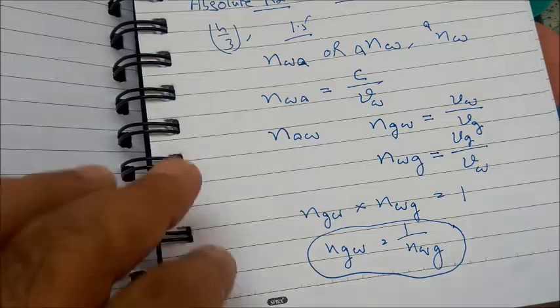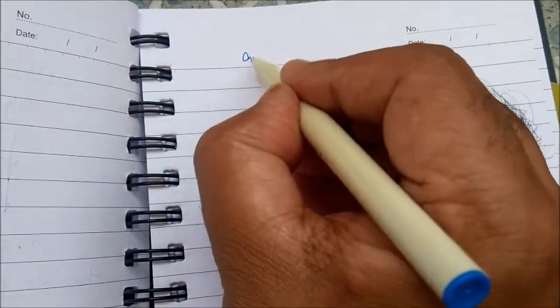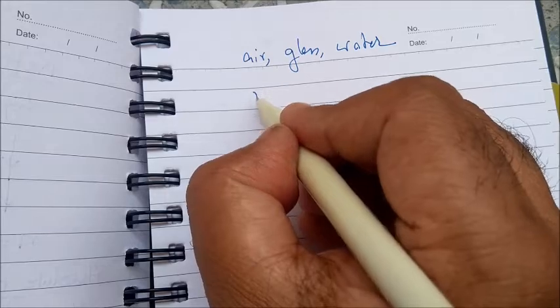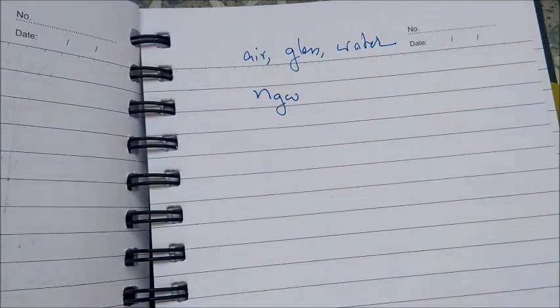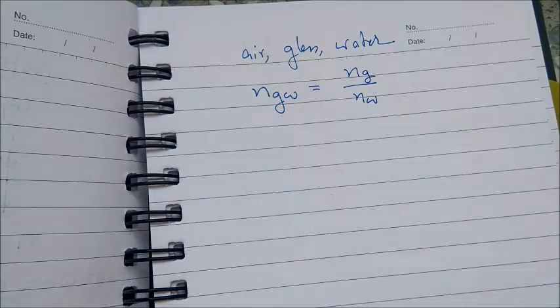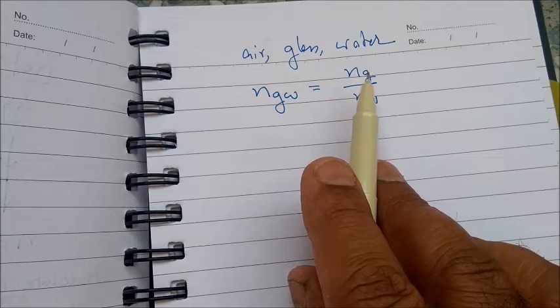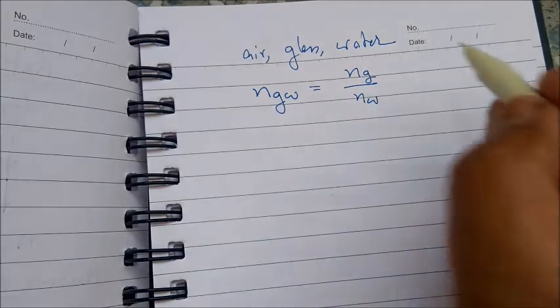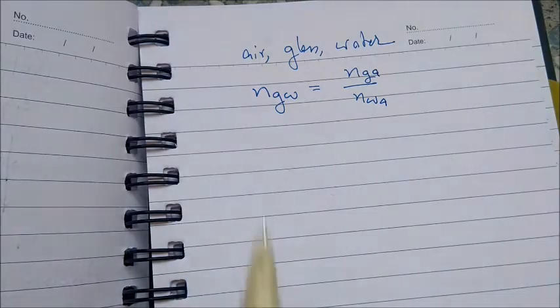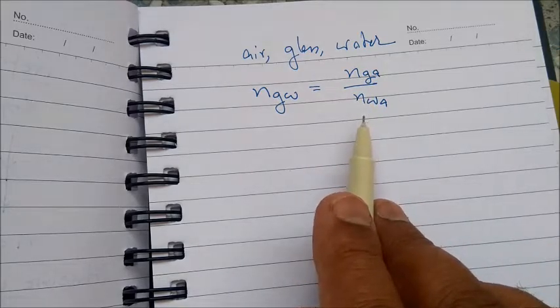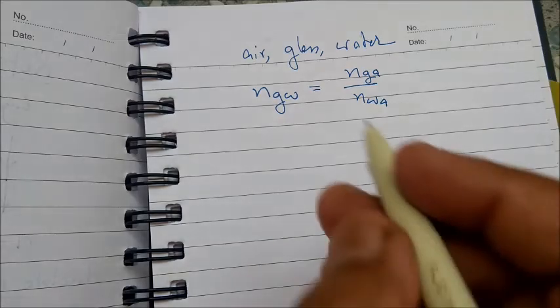Now, if there are 3 mediums, say we have air, we have glass, and we have water too, and I want to write refractive index of glass with respect to water, then it is refractive index of glass upon refractive index of water. Whenever I am saying refractive index of glass, it means it is with respect to vacuum or air. So refractive index of glass with respect to water is refractive index of glass upon refractive index of water. This is how we represent the refractive indexes of different mediums.